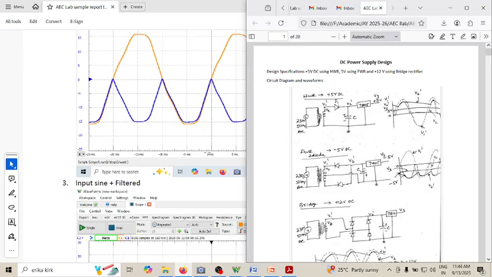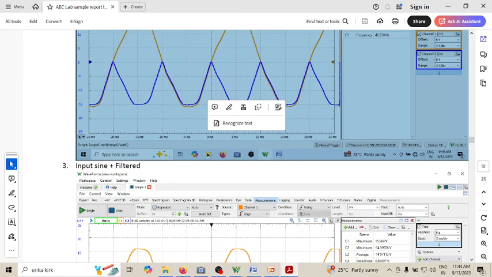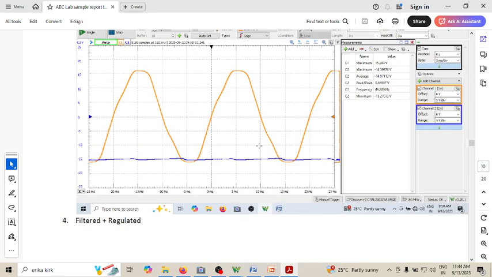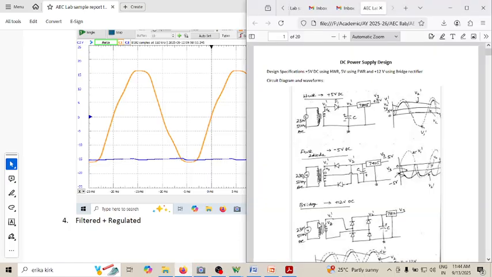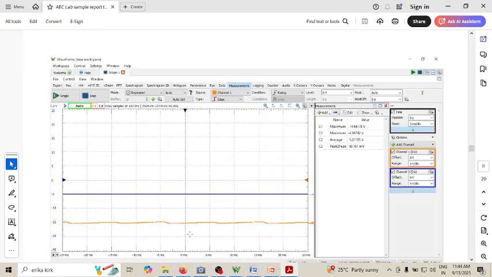The moment you put the filter, this happens. Can you see this is the filtered one? Note the peak to peak of your C2. Can you see it is around 0.67? That's what we intended in our reading also. So we wanted to have 0.5. Now you have 0.67. That's fine.